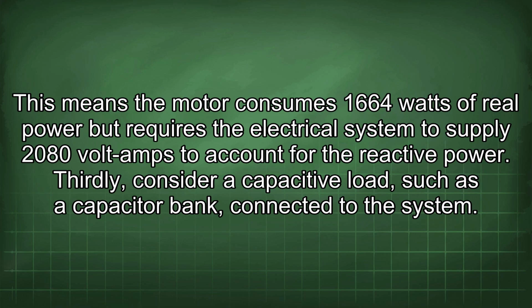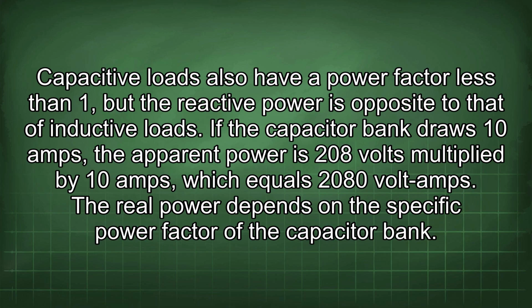Thirdly, consider a capacitive load, such as a capacitor bank, connected to the system. Capacitive loads also have a power factor less than 1, but the reactive power is opposite to that of inductive loads. If the capacitor bank draws 10 amps, the apparent power is 208 volts multiplied by 10 amps, which equals 2080 volt amps. The real power depends on the specific power factor of the capacitor bank.